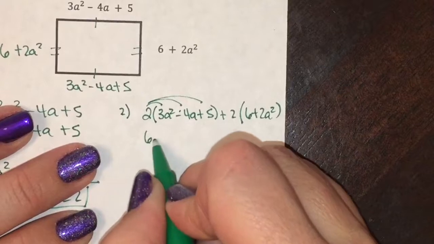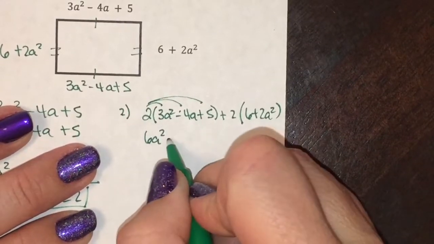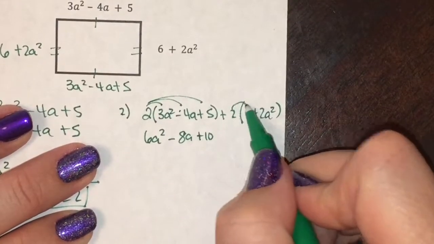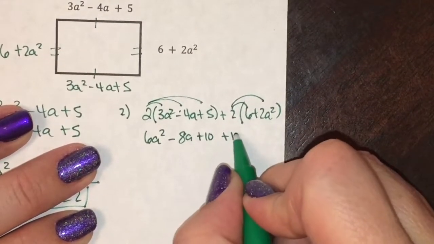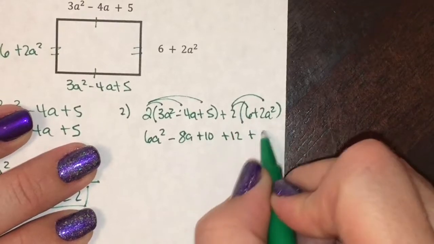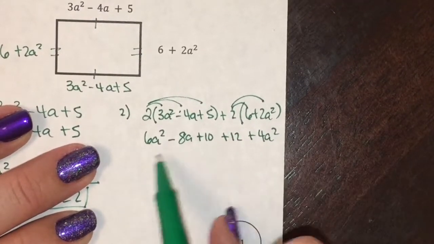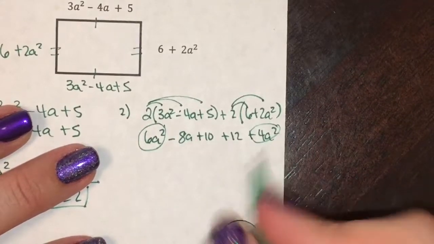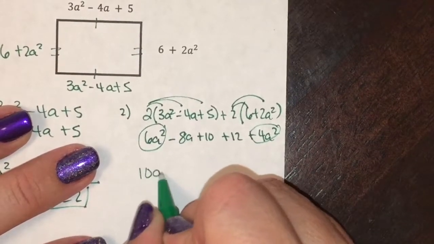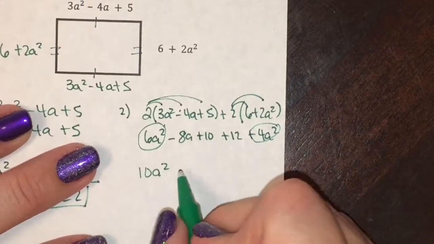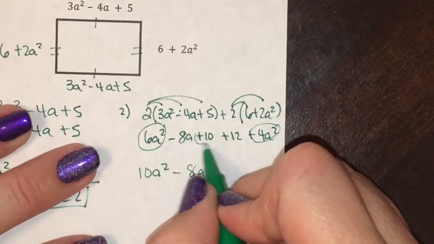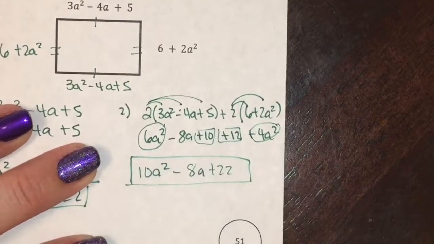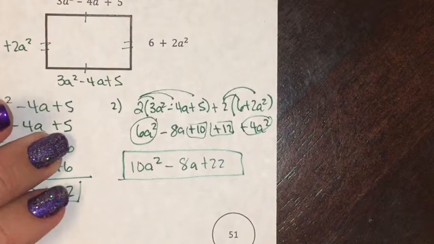So 2 times 3 is 6a squared. 2 times negative 4 is negative 8a. 2 times 5 is a positive 10. Then you've got to distribute over here. So that's plus 12, and then plus 2 times 2 is 4a squared. So then we're back to just putting the stuff together. I've got a 6a squared and a 4a squared. That gives me 10a squared. There are no other a's, so we write negative 8a, and then combine the 10 and the 12, which gives me plus 22. Okay, so that's the second way that you can get that done.